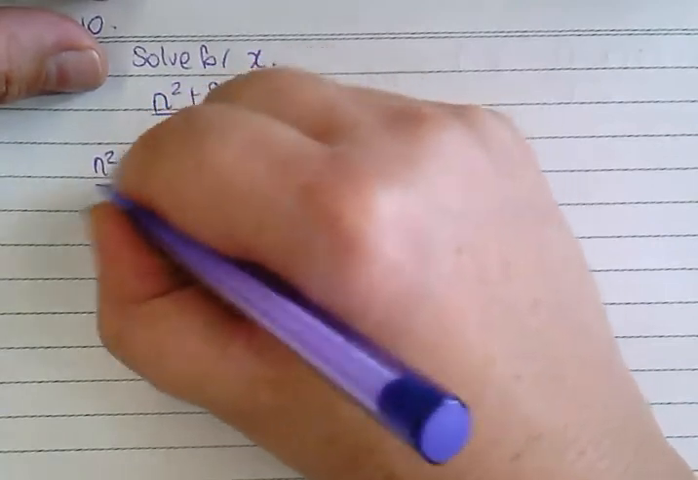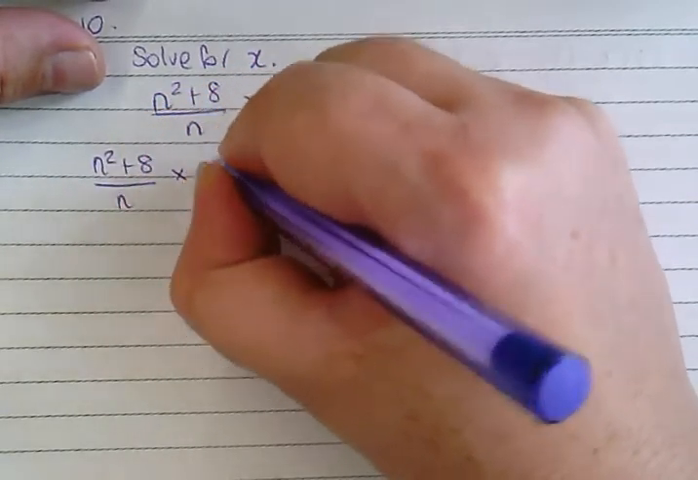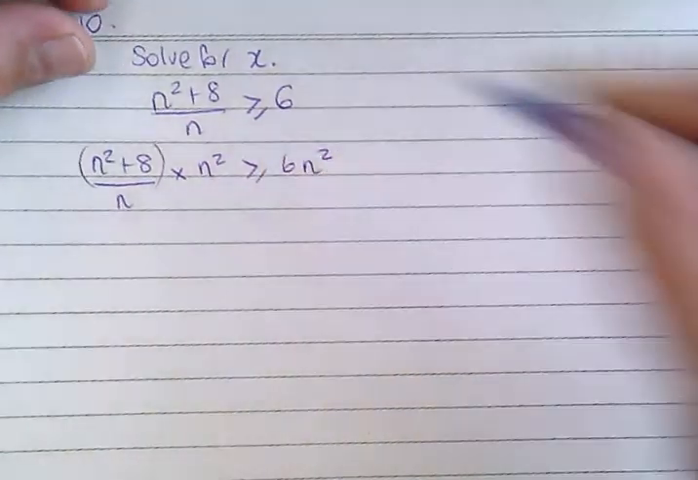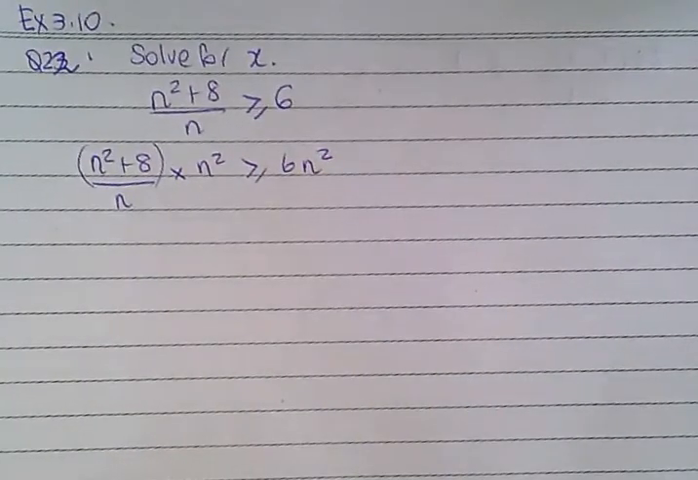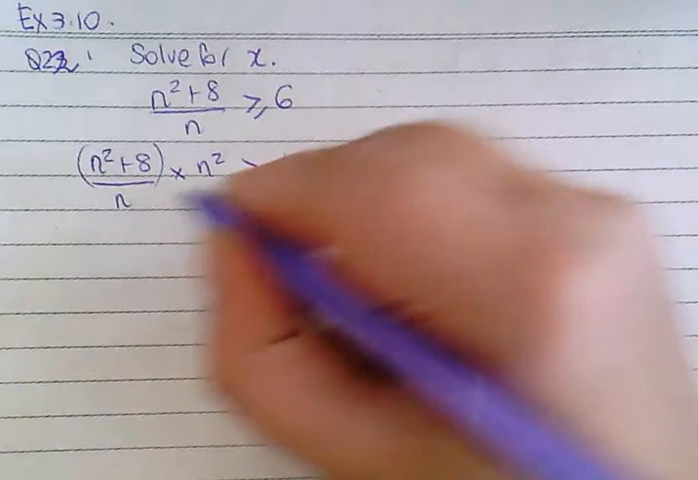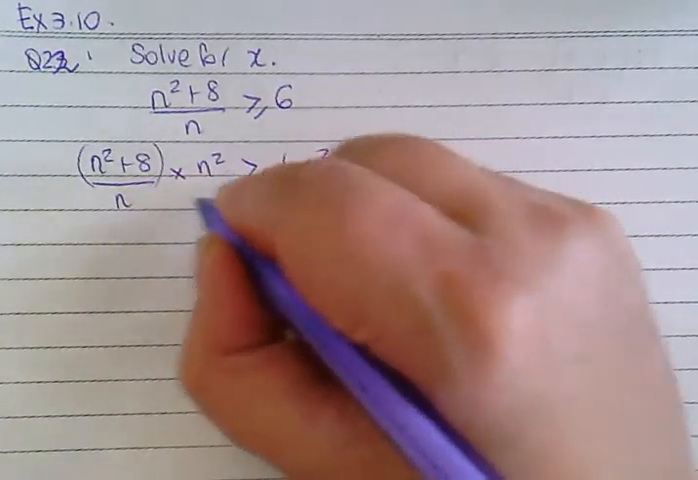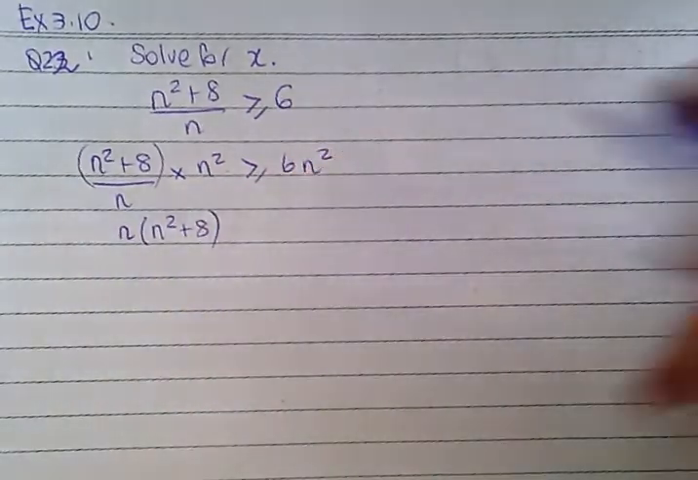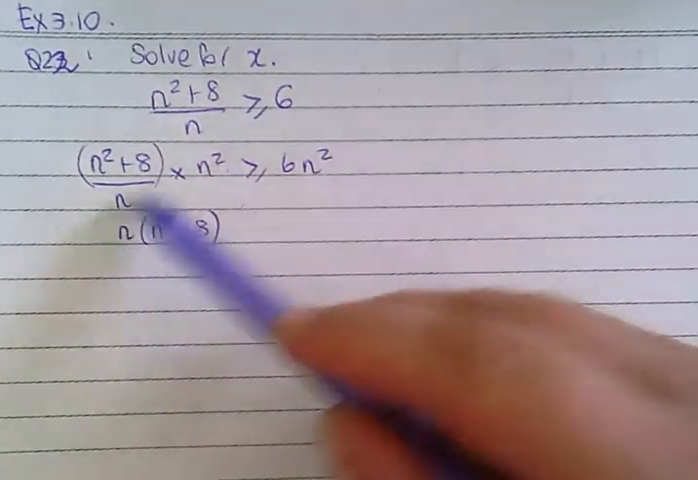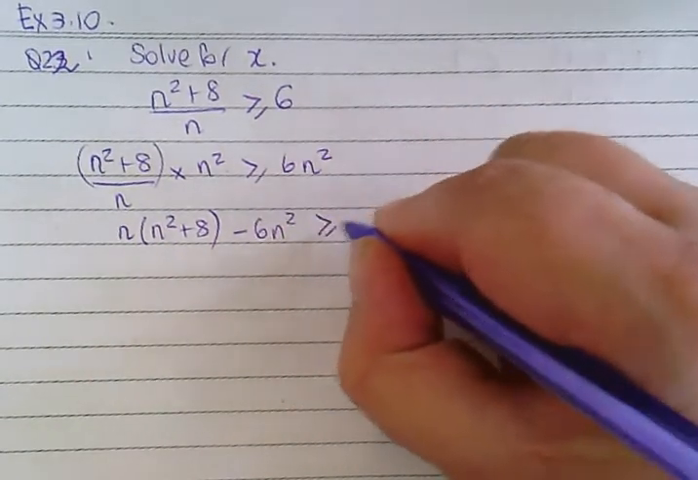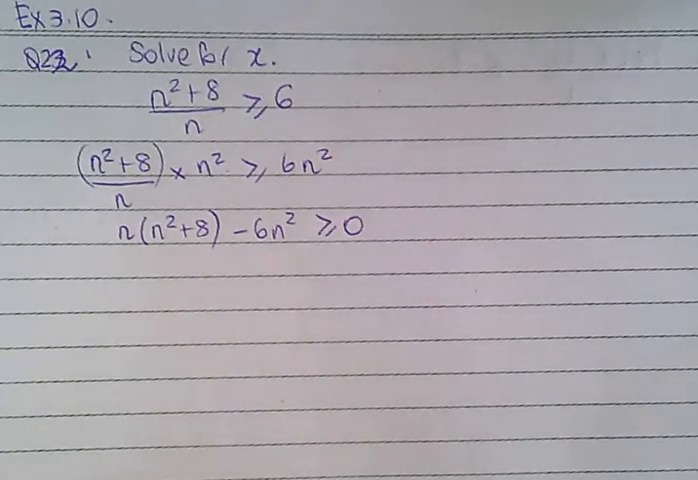We multiply both sides by n squared, so that we lose the denominator. So what's the numerator now going to be? An n cancels from the numerator and denominator, and you've got n bracket n squared plus 8. I've cancelled out the n, then I'm going to bring the minus 6n squared over, greater than or equal to 0.